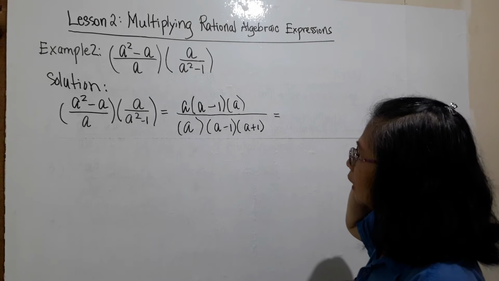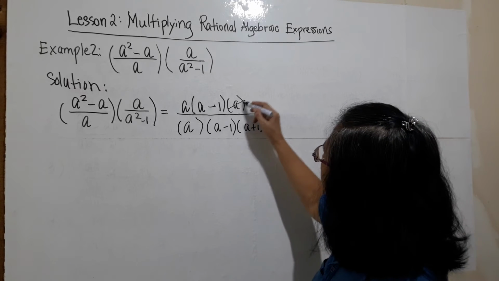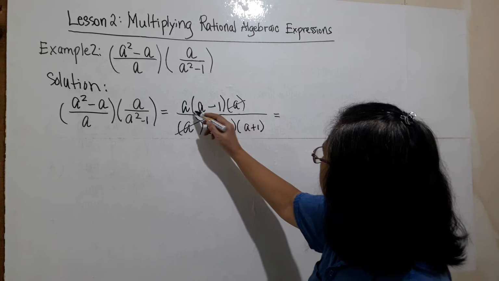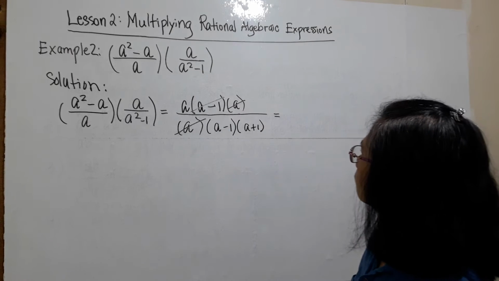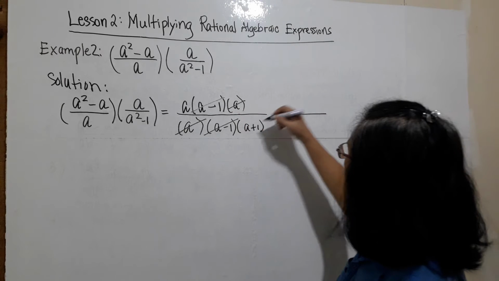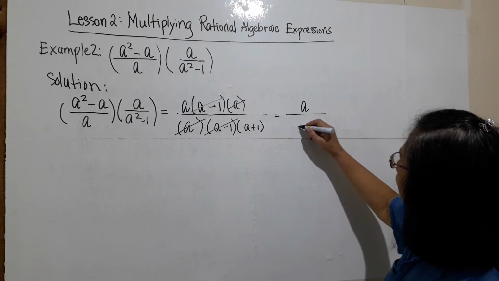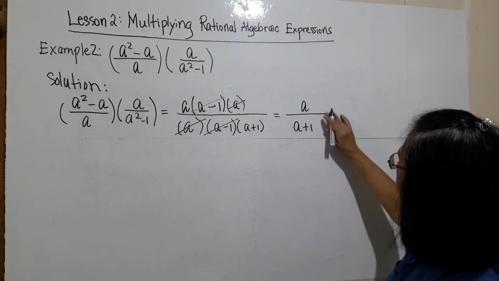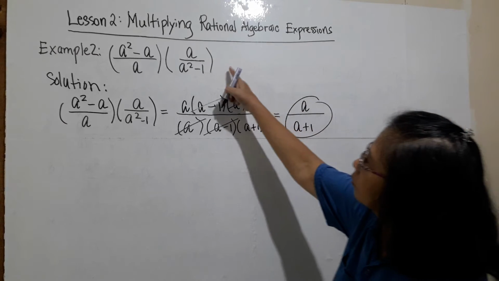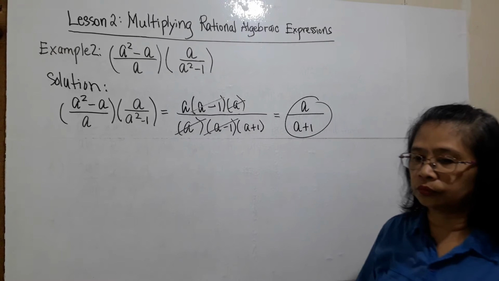Cancellation. I think we can apply cancellation. Here we have a. Then we have here a minus 1 and a minus 1. What are the terms left in the numerator? It's only a. What about in the denominator? We have a plus 1. So this is now the product of the two expressions in example number 2.